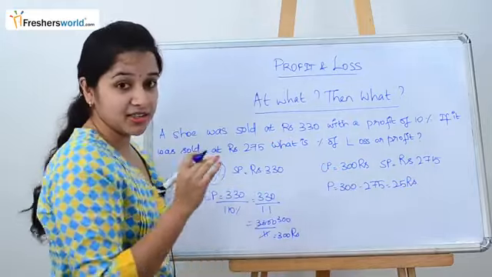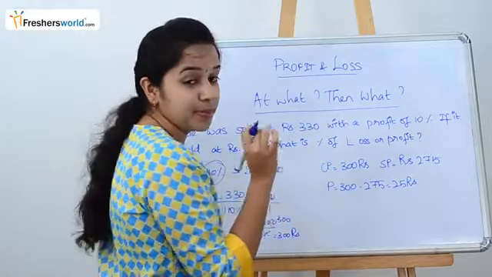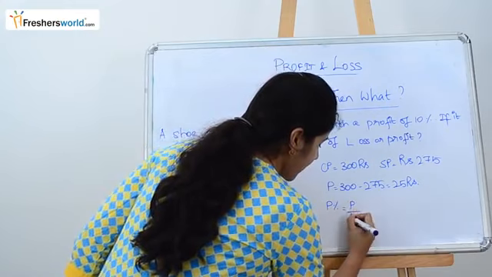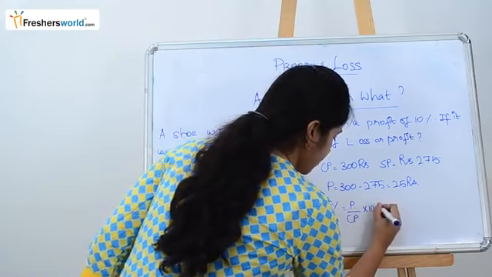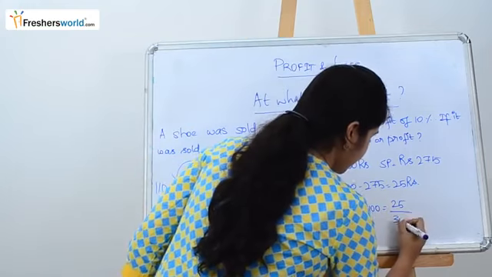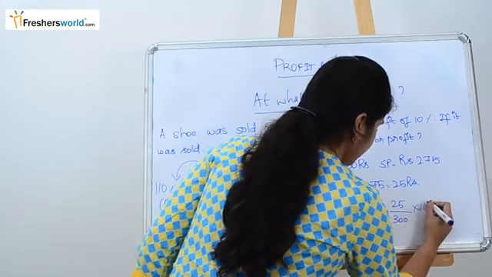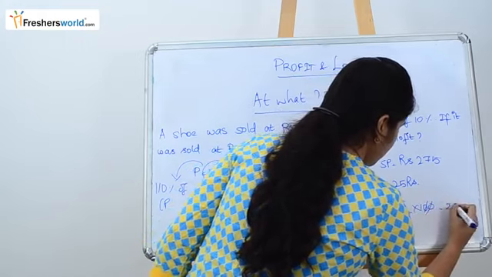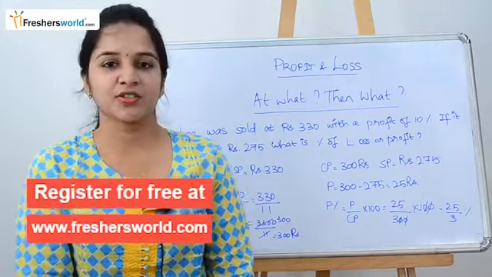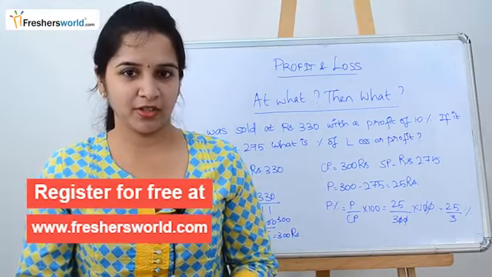But check, are they asking the loss? No, they are asking the percentage. So the percentage is nothing but the amount by CP into 100. So 25 rupees divided by CP, which is 300, into 100. So 25 by 3 percent is your answer. So this is it for the first part of profit and loss, friends.